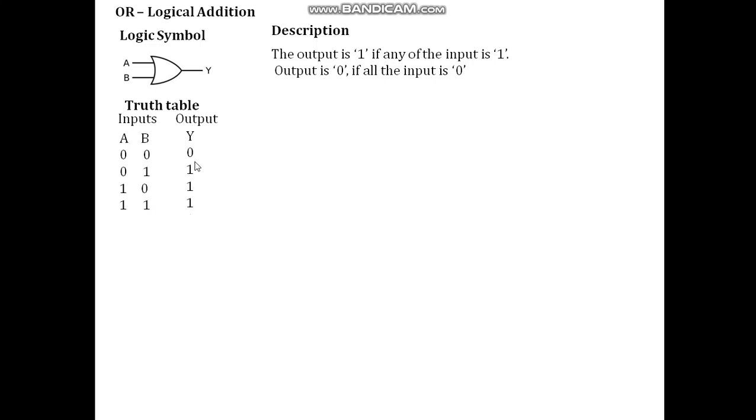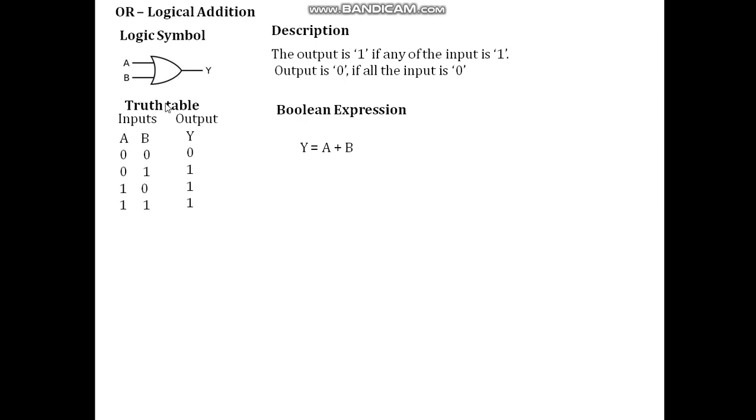So the condition is, if at least one input is 1, the output is 1. It means if at least one input is high, the output is high. And if both the inputs are low, the output is low. This is the condition for the OR gate. And the Boolean expression is A plus B. Okay, Y is equal to A plus B. That plus represents logical addition, right?